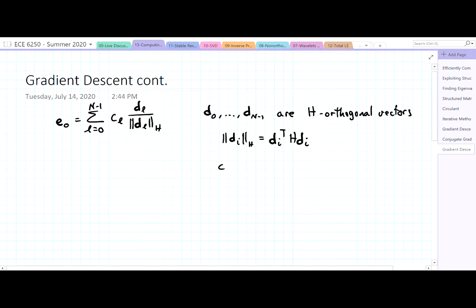And of course, cl is going to be now the same thing, but just defined differently. This will be E naught, dl for our new inner product, dl H, which can be just expressed as dl transpose H E naught over dl H.